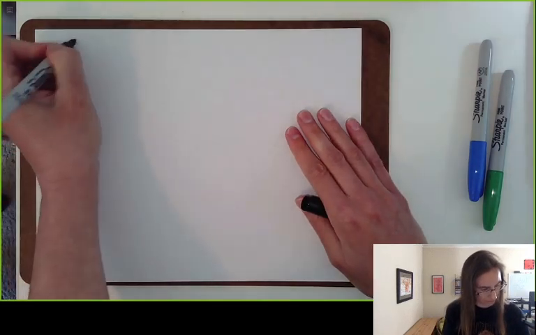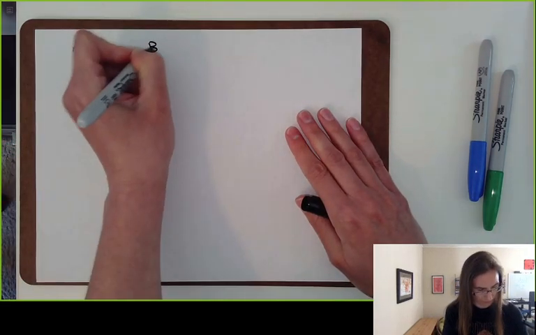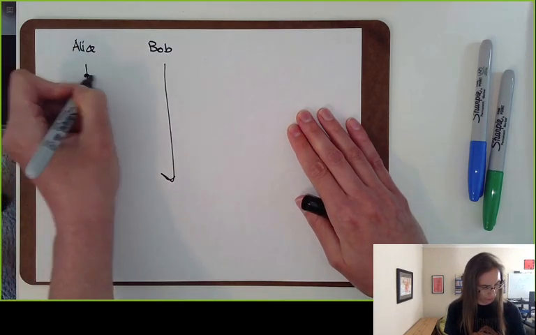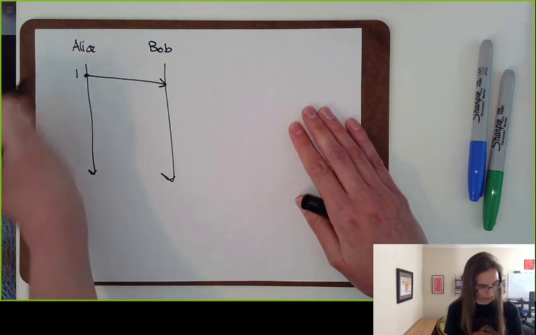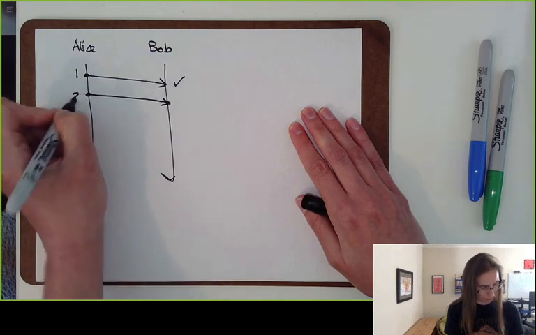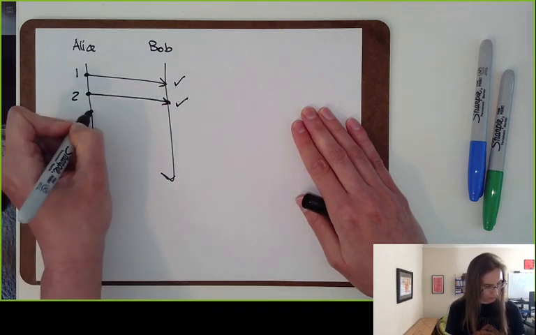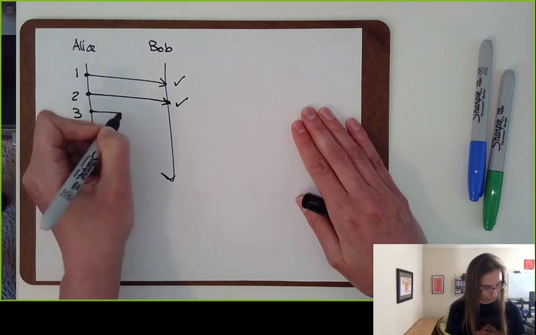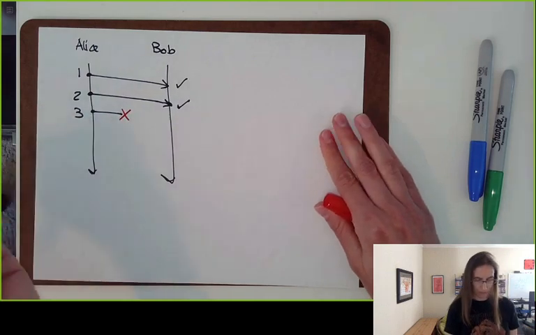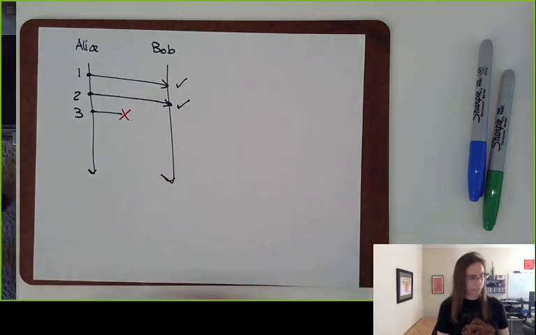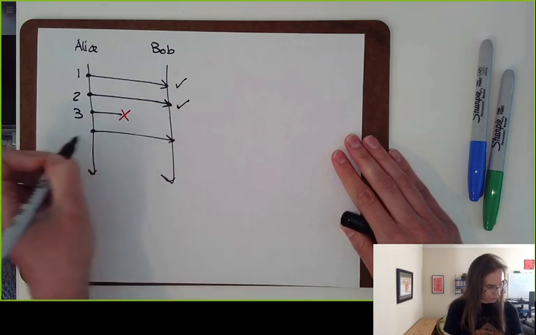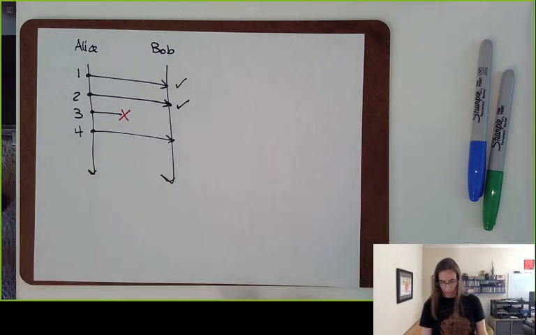Well, let's say Alice is going along, sending her messages to Bob. So this one has sequence number of 1. Bob gets it and delivers it. There's another one with a sequence number of 2, and Bob gets it and delivers it. Alice sends message 3, but then for whatever reason, that message gets lost. So then what happens? Well, Alice will go and try to send message 4, right? What happens on Bob's end?